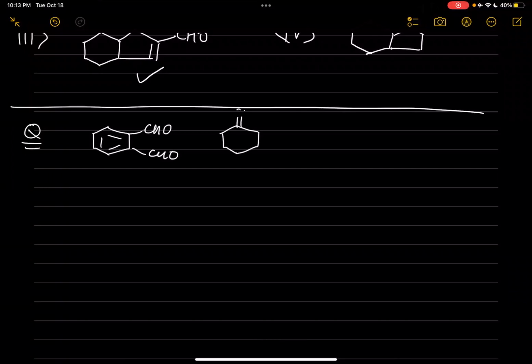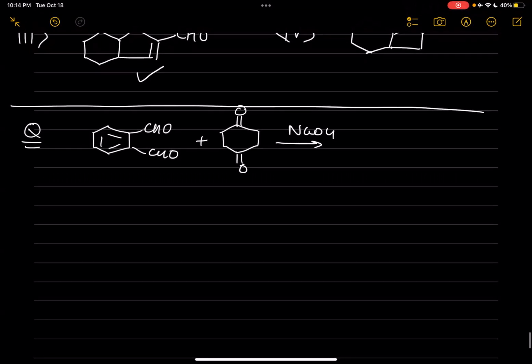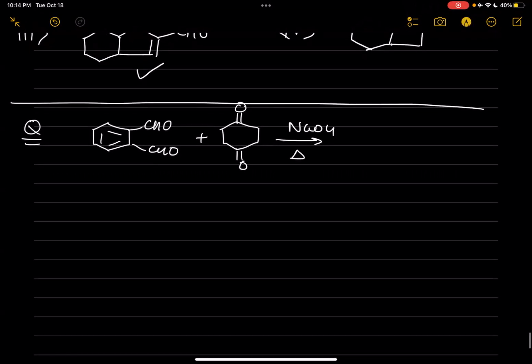Suppose, what's going to be the answer? Sir, but no heat, right? Yeah, there's no heat, right? Heat, but benzene is there.